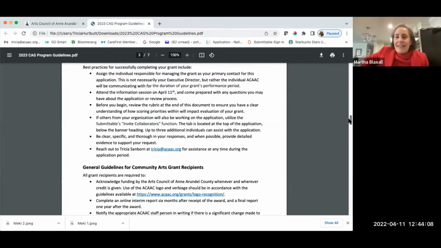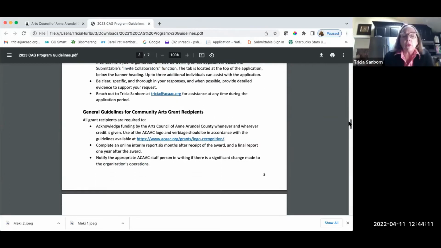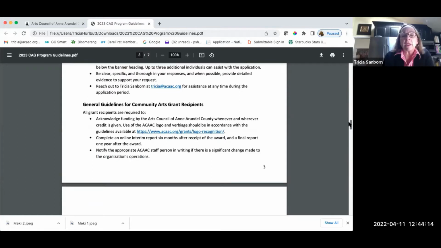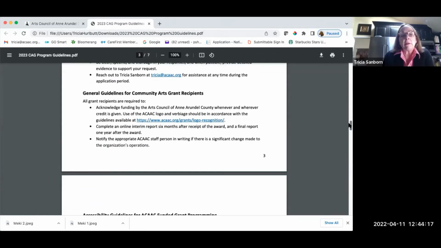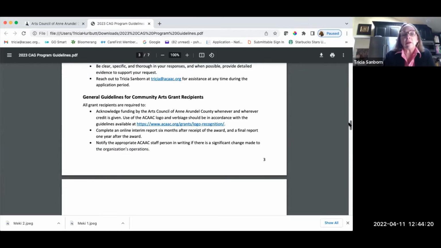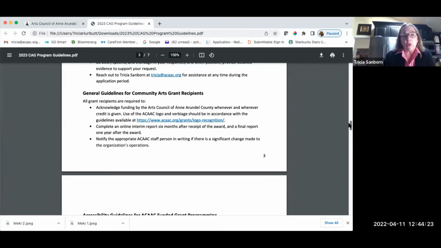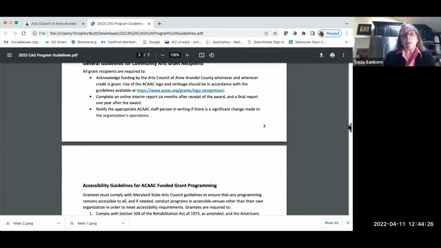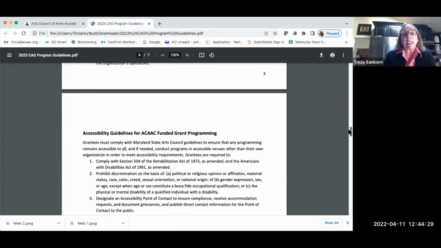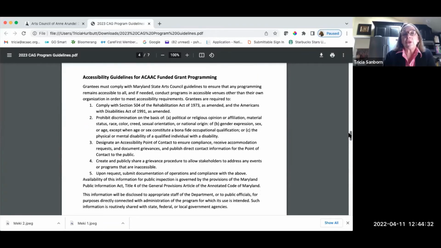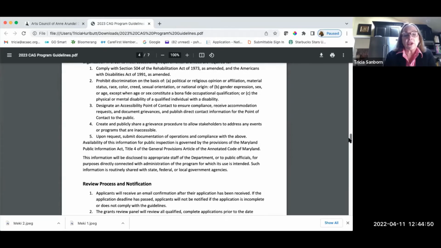Okay. All right. So here we have some grant requirements. There is the logo recognition requirements that we have on our website, but this is a handy place to refer to if you need to look those over. And then the reporting requirements for the interim and the final report. Our accessibility guidelines align with those for the Maryland State Arts Council. So please read this through. There's a yes or no question in the application that you'll see, and it will ask whether you comply with this, and if not, why not, and what you're doing to correct the situation.